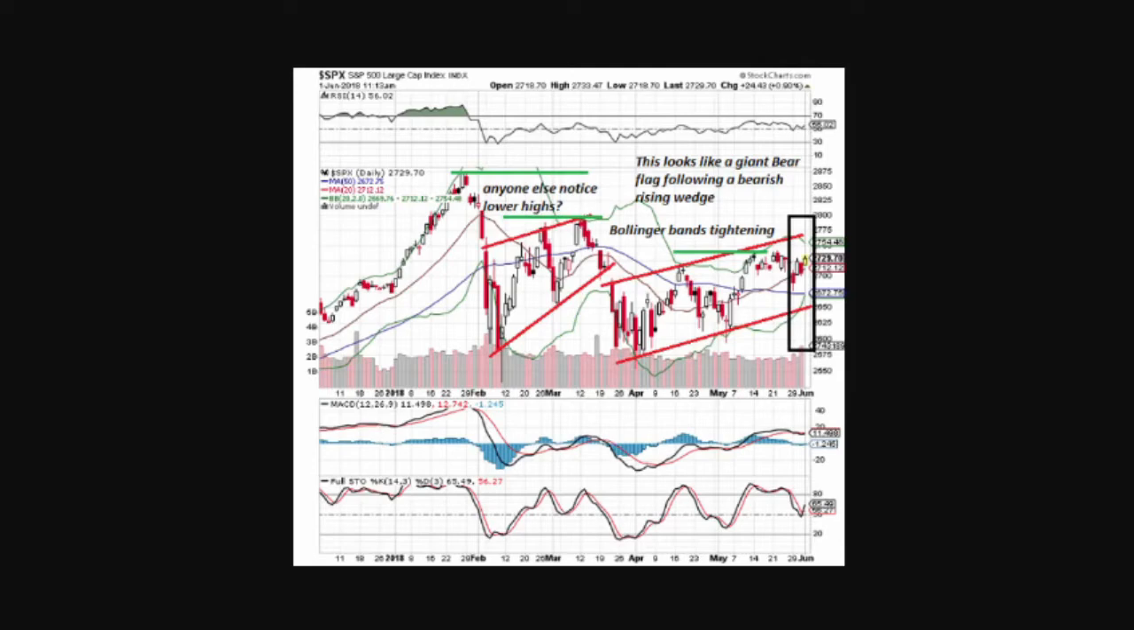What I see post mini crash is the bearish rising wedge, as I showed you, which broke to the downside. And what followed the rising wedge was a bear flag. And as the name implies, bear flags are, well, bearish. They tend to break lower in a continuation of trend.